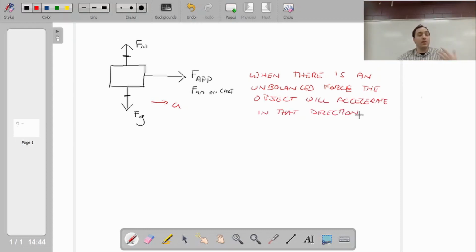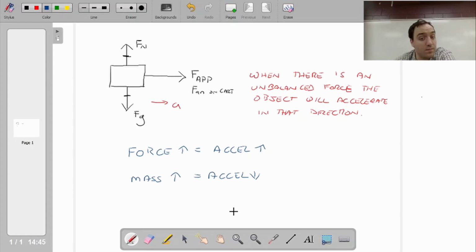And at this point, we've done some experiments. We've noticed that as the force increases, so does the acceleration. So force goes up, acceleration goes up. We have also done some experiments where we notice that as the mass goes up, acceleration goes down. Let's put these into math terms. Force goes up, acceleration goes up.